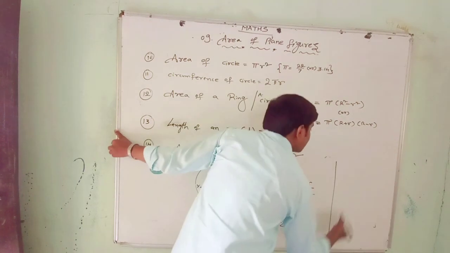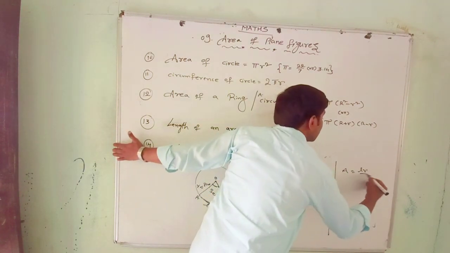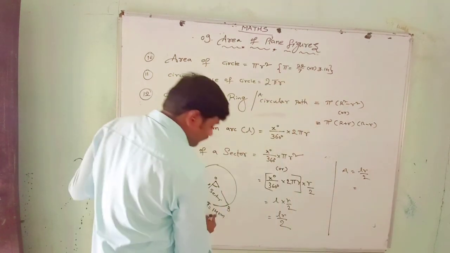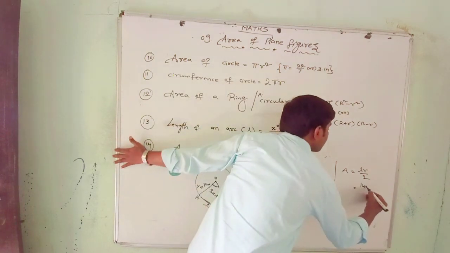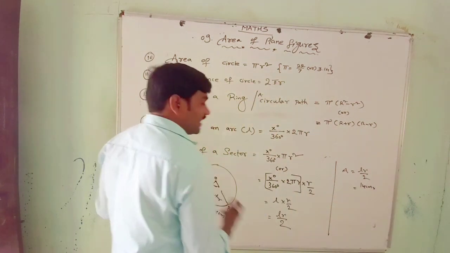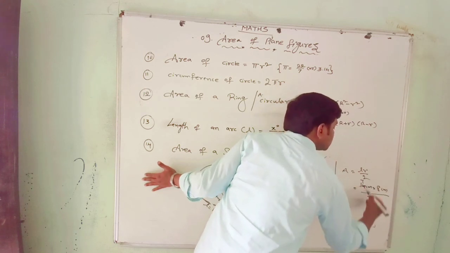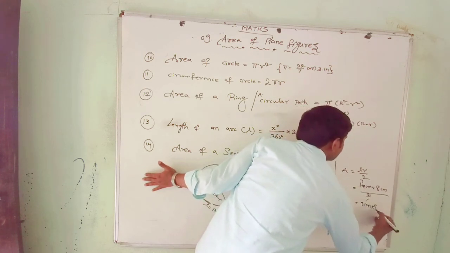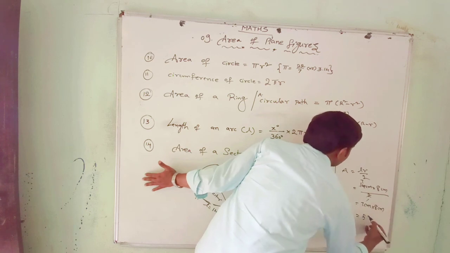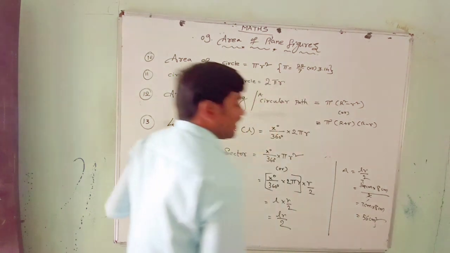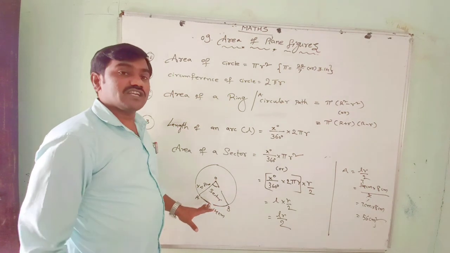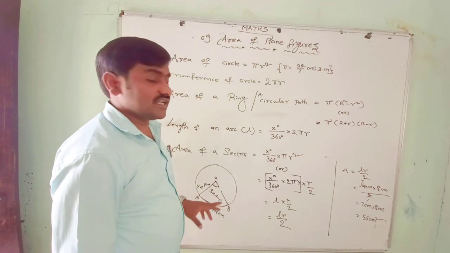Now let us find the area of the sector using LR by 2, where L value is given as 14 centimeter and R value is given as 8 centimeter, by 2. 2 ones are 2, 2 sevens are 14, that is 7 centimeter into 8 centimeter, that is 56 centimeter square. We can also find the area of a sector when the length of an arc and the radius are given.